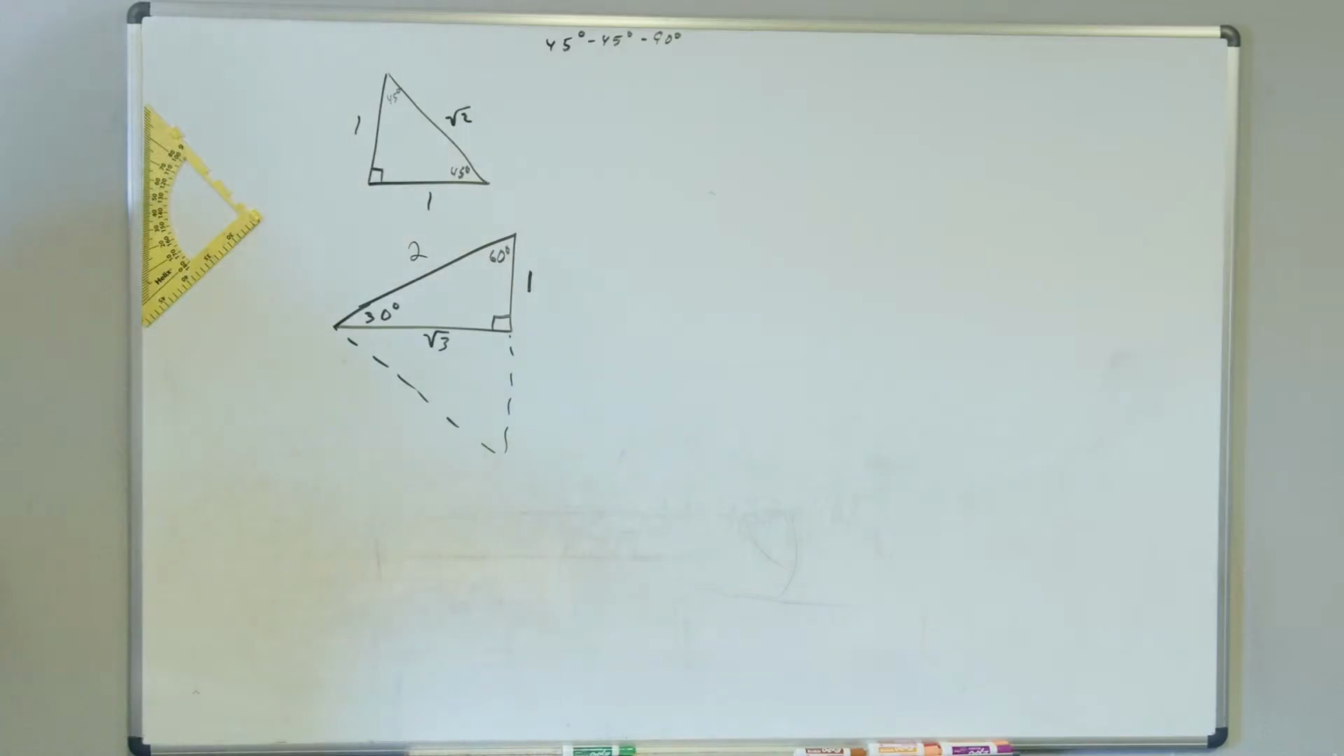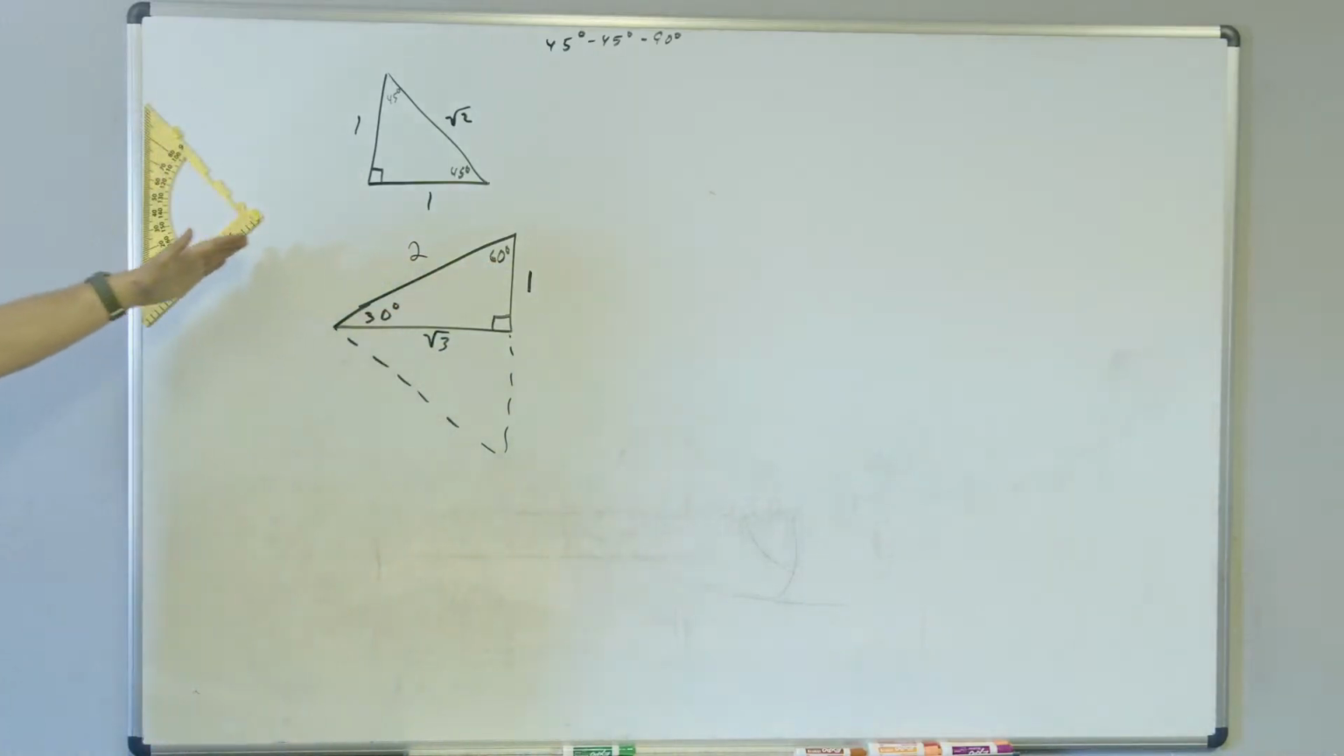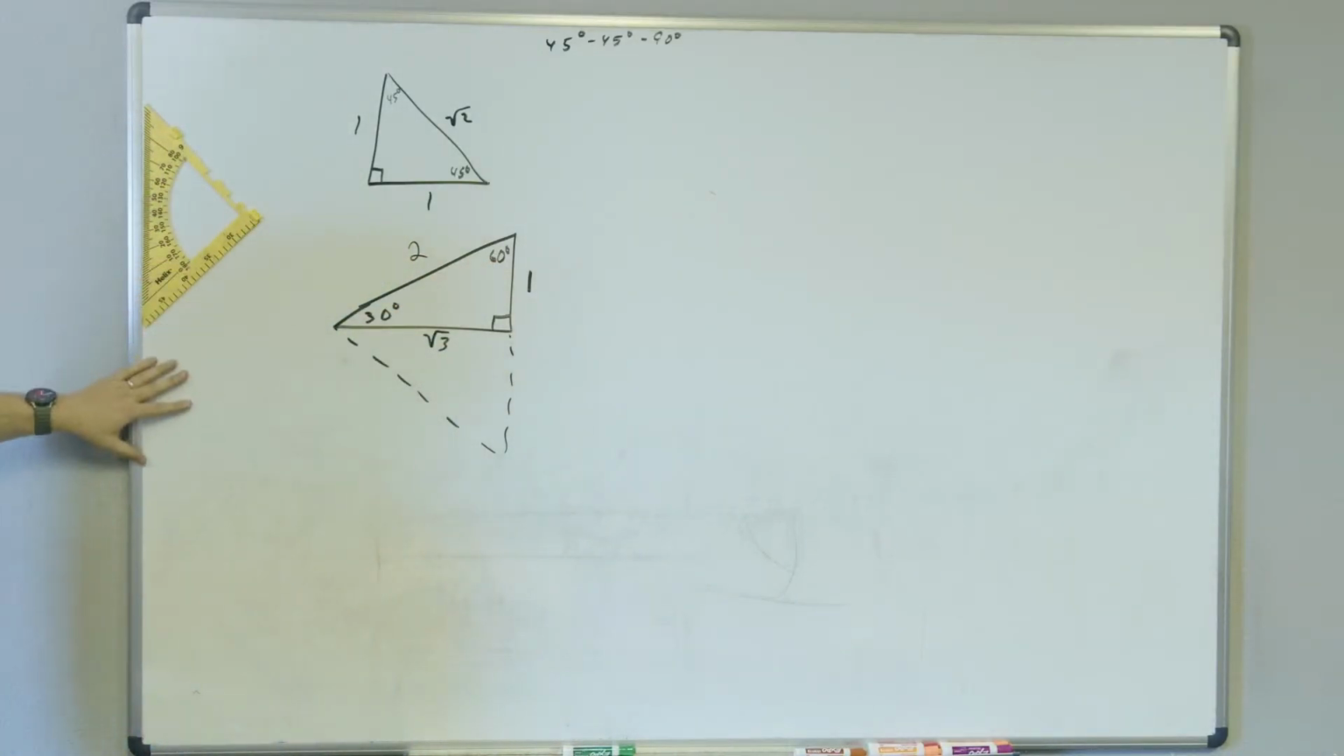So the sine of 30 degrees is 1/2. The sine of 60 degrees is square root of 3 over 2, et cetera, et cetera. We could find all that stuff.